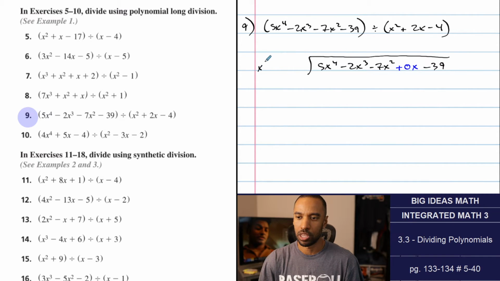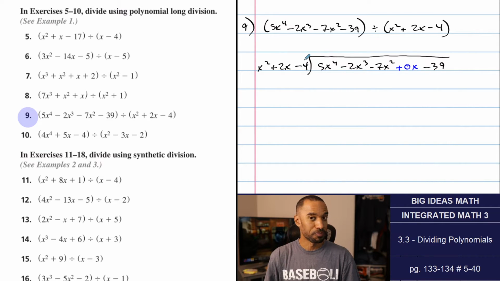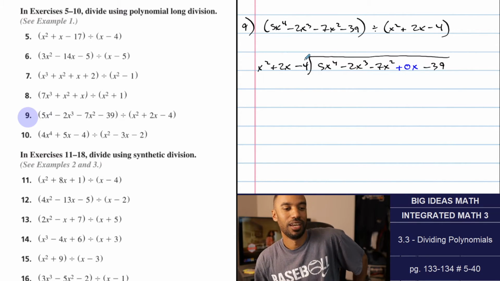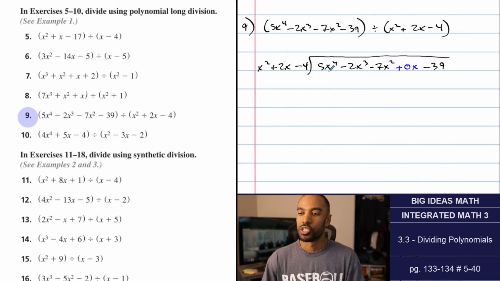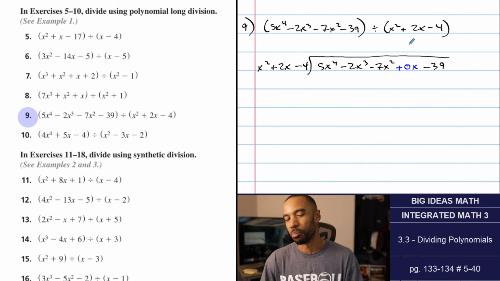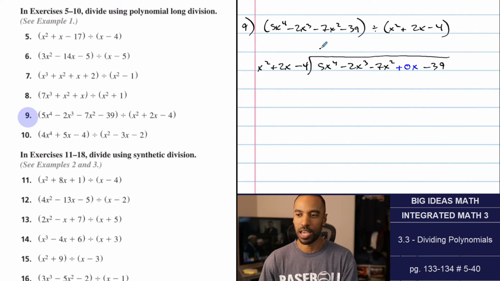Not a requirement. There are ways to go around it, and it looks like the next problem also skips several degrees, or 2 of them. So I'm going to try it without a 0 placeholder on some of those in the next one. Anyway, check leading terms. X squared goes into 5x to the 4th, 5x squared times.